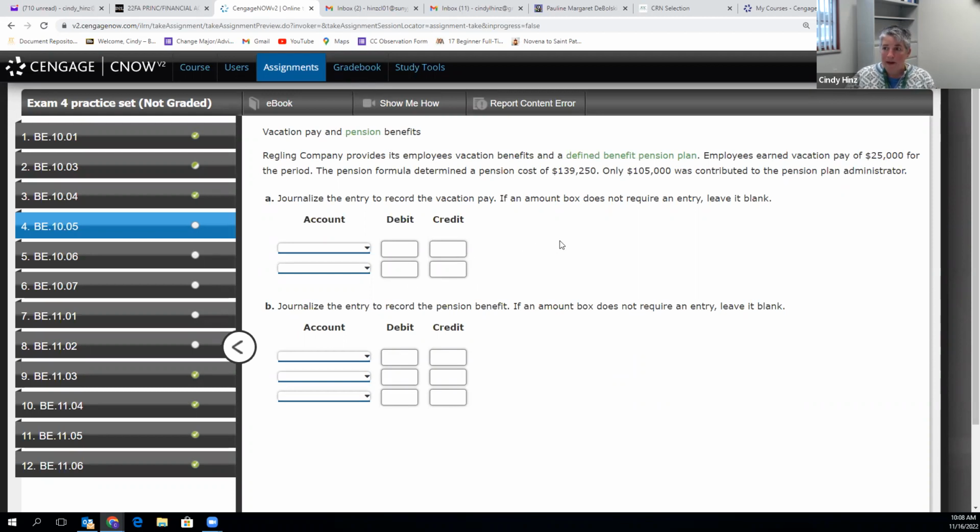And so letter A is for the vacation pay. So this is how much they earned this period, so we're going to report the expense associated with that. The reason we have to report it in the period it was earned is because of the matching principle. So we shouldn't be reporting the expense when they're taking vacation, because when they're taking vacation, they're not helping us to make money, which is our definition of an expense. So we need to report that expense when they're actually working.